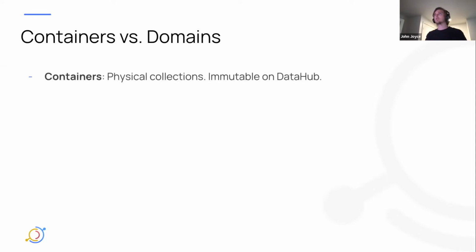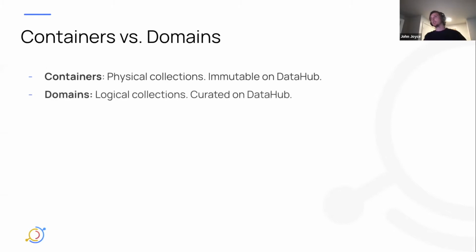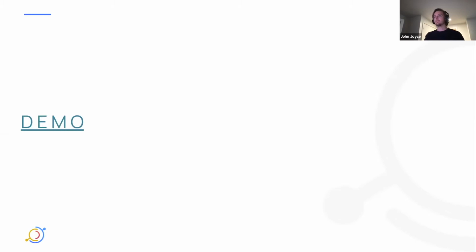And just a quick overview of containers versus domains. Again, containers are going to be those physical collections. They're also going to be immutable once you've ingested them onto DataHub. So you can't freely add or remove entities from a container. It's taken as part of that asset's identity, the container that it's part of. And then domains are logical collections curated on DataHub. So the source of truth is DataHub.